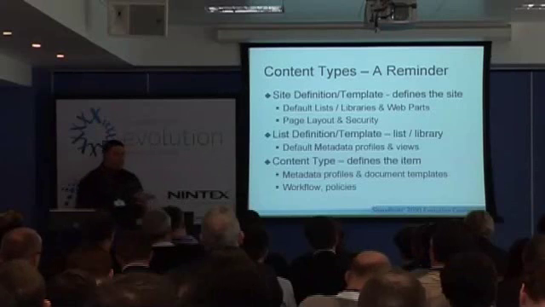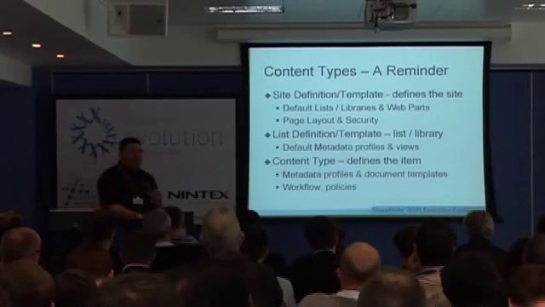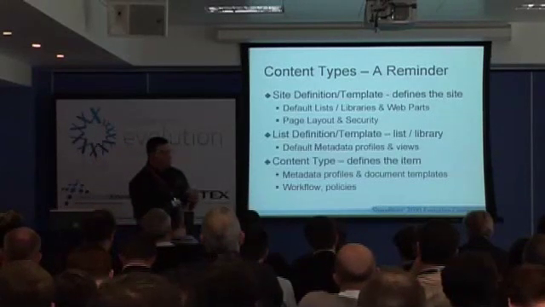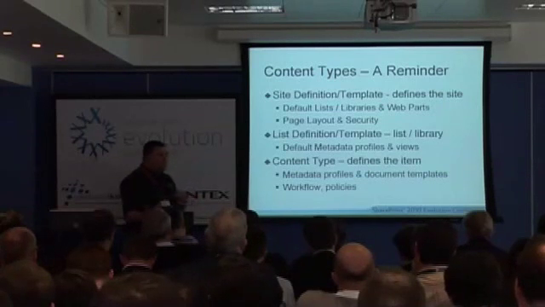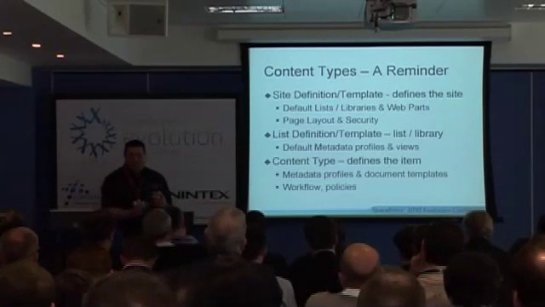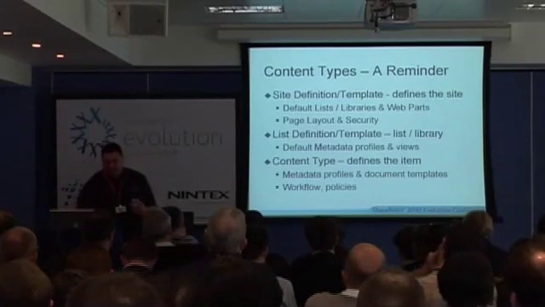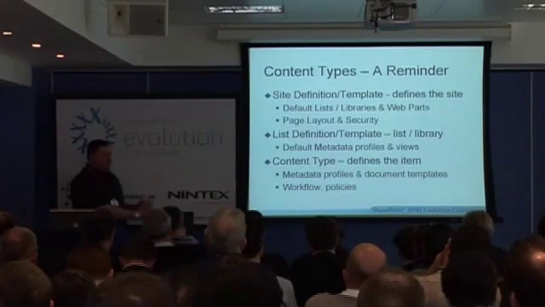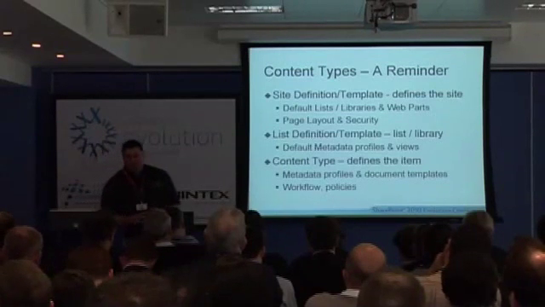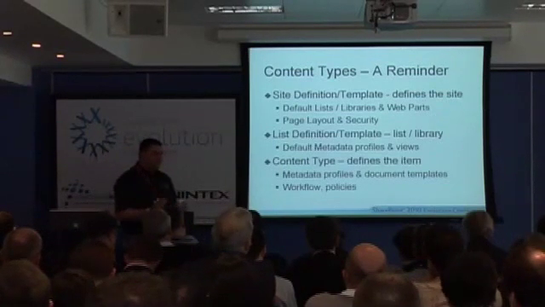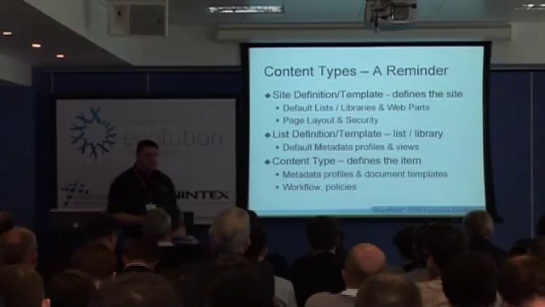The content types define the items that go into those lists and those libraries. Every list and library in SharePoint uses a default content type. Fairly straightforward to understand. If you create something in a document library, you're creating a document. If you create something in a task list, you're creating a task. It's pretty straightforward, really. You can work the rest of them out for yourselves.